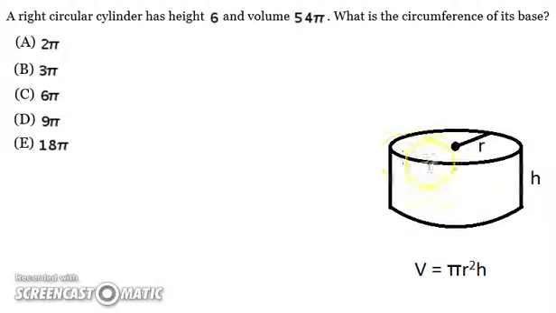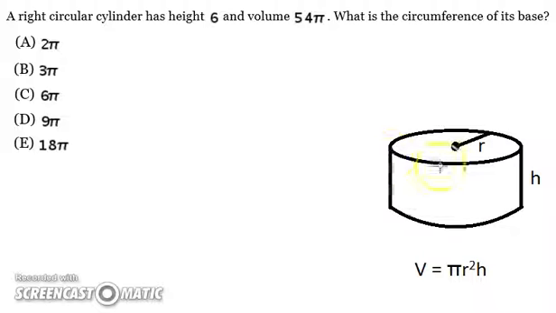This is the radius. This is the circular base, and then obviously this is the height of the cylinder. V is volume, this is pi, r is radius, and h is height. And it's pretty straightforward. So if the volume was 54 pi, that's the V here, and the height was 6, they want to know what is the circumference of the base.